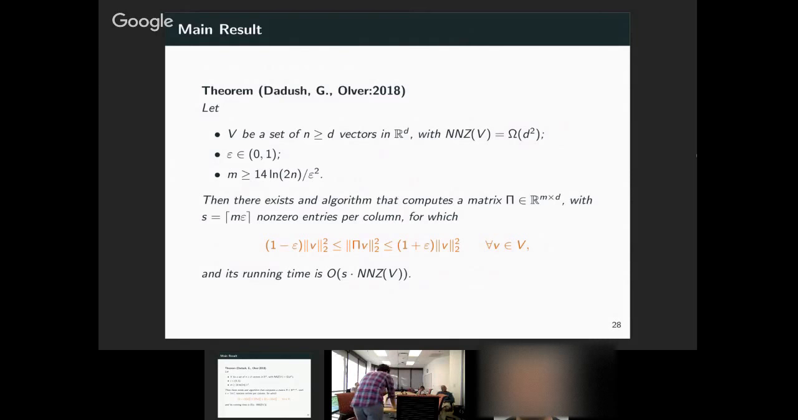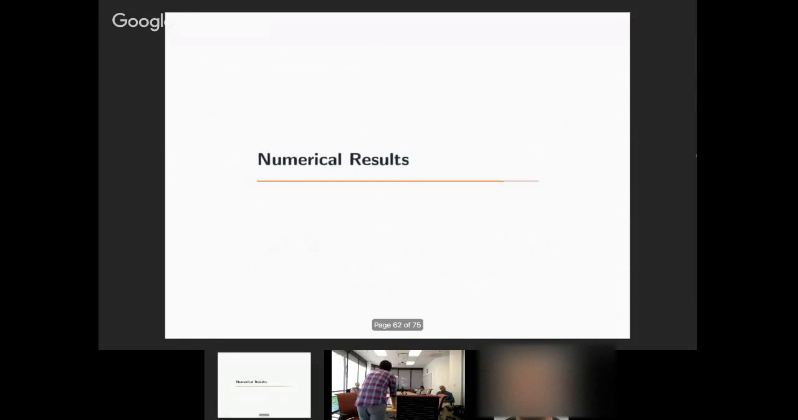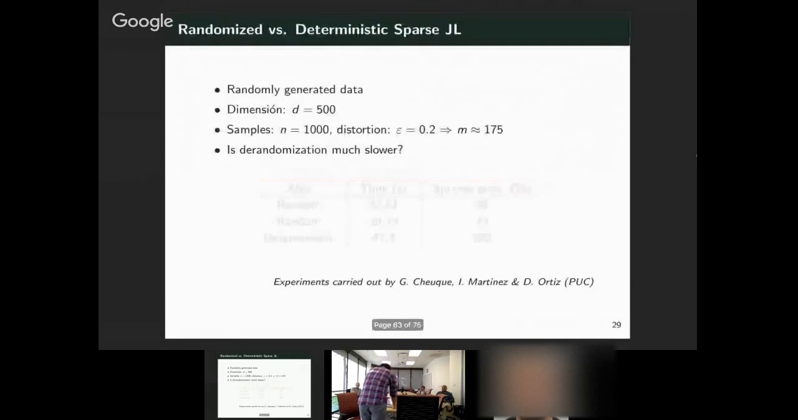So let me quickly go through some numerical results, and this is very preliminary work. I should tell you that this semester I'm teaching a machine learning course, and I gave my students this end of the semester project. They carried out these experiments, and I got them last week, so I haven't checked all details, but I just want to show you a little bit how this looks.